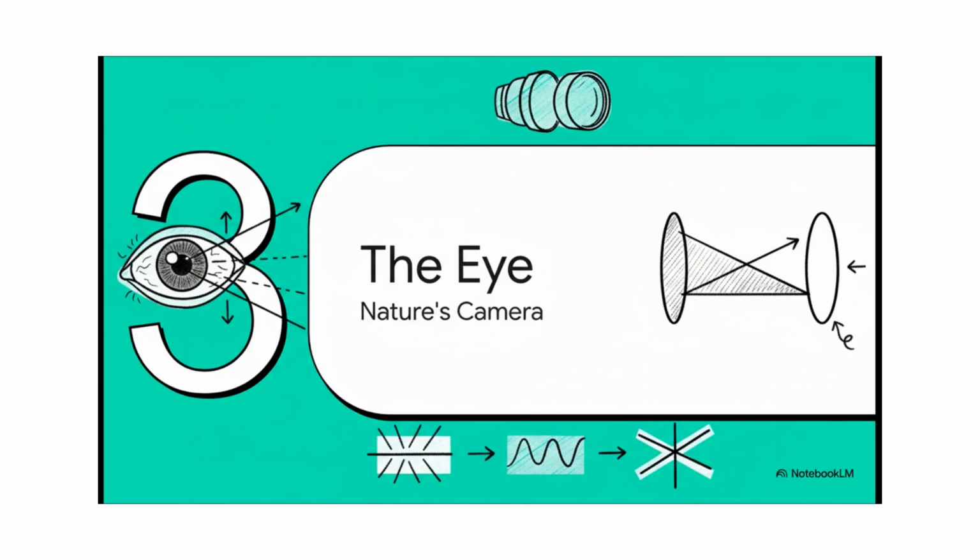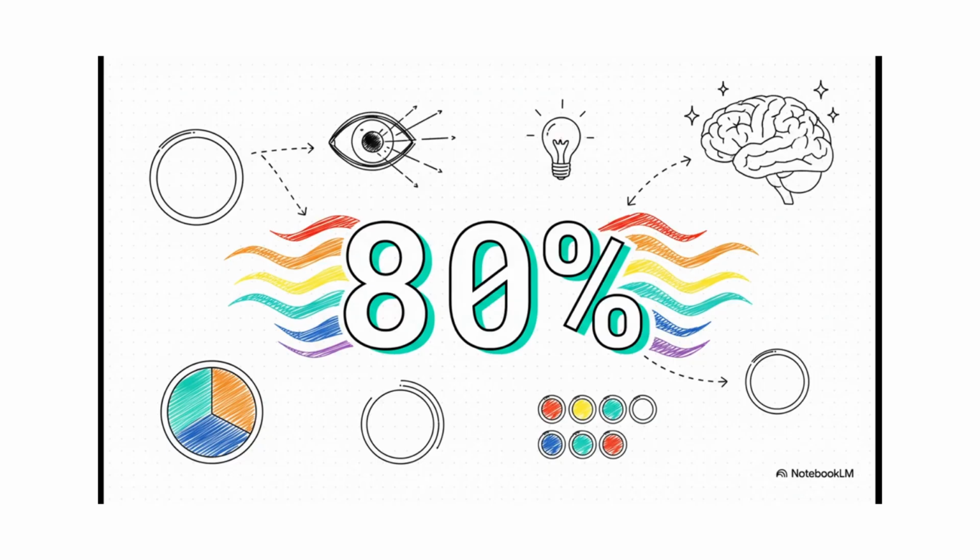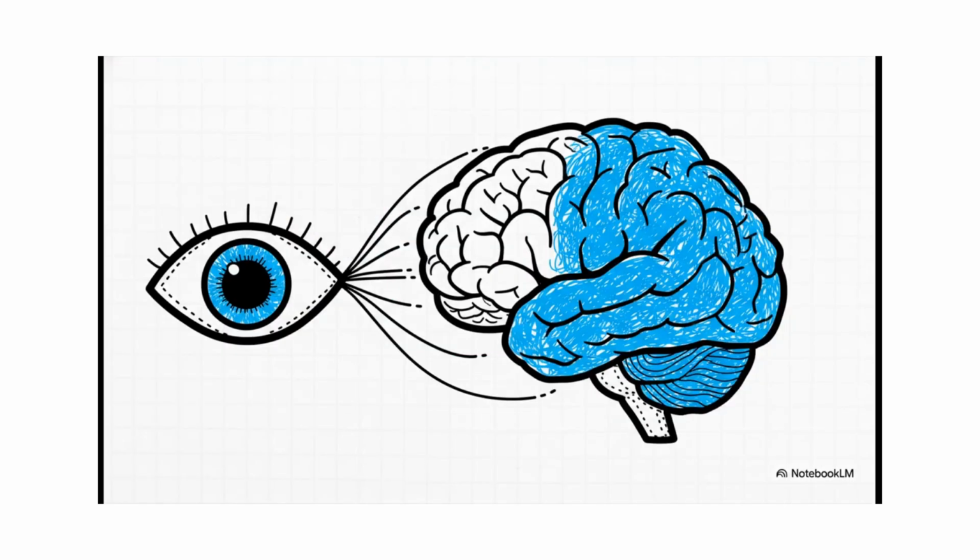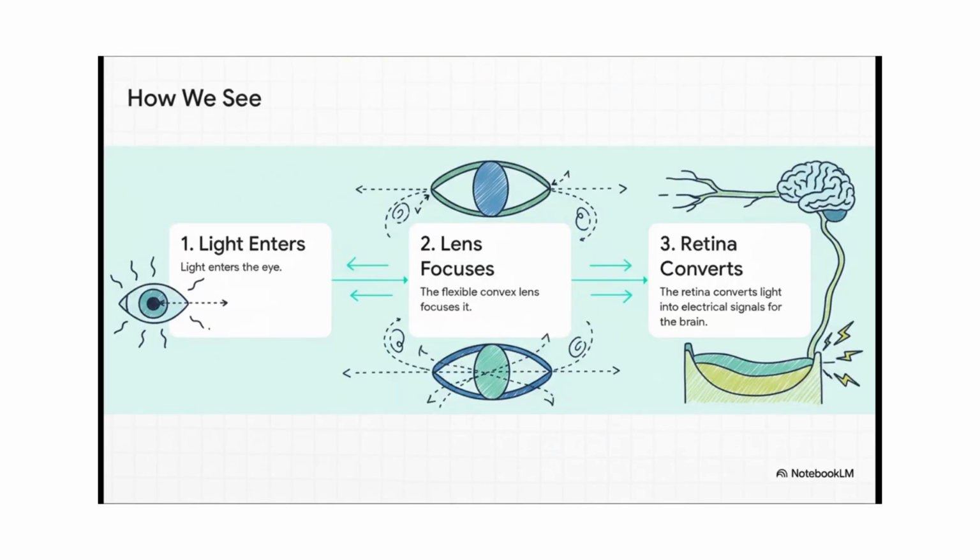So we've covered how light bounces and how it bends. Now let's talk about the grand finale. Let's look at the ultimate optical instrument, the one that uses all these principles to literally build your reality, the human eye. Just look at this number for a second, 80%. That's right. 80% of all the information you process about the world around you comes directly through your eyes. It is, by a massive, staggering margin, our most dominant sense. It's not even close.